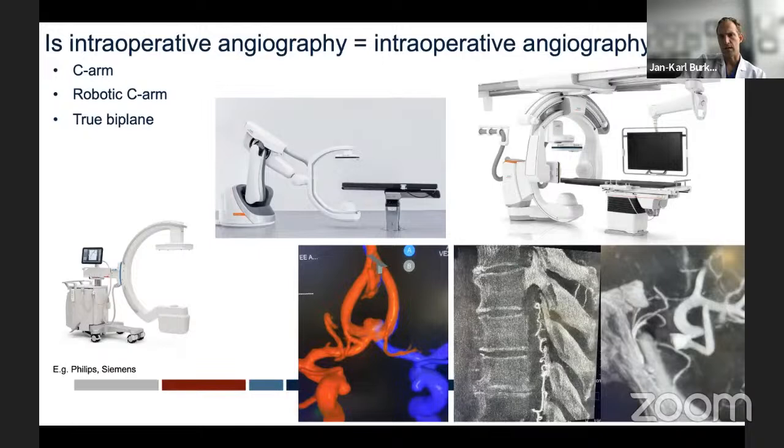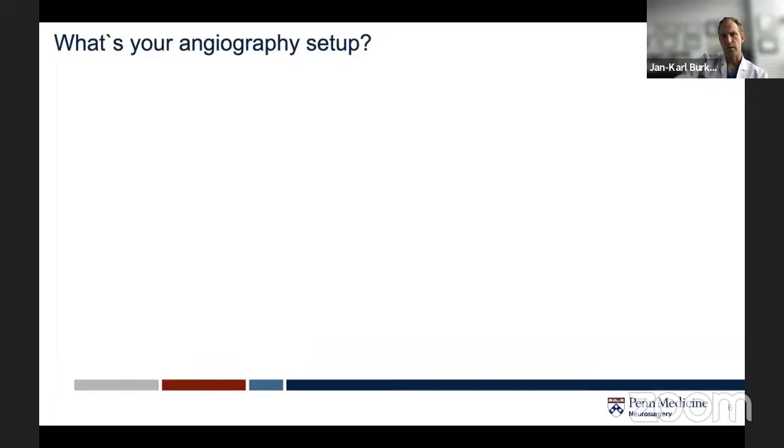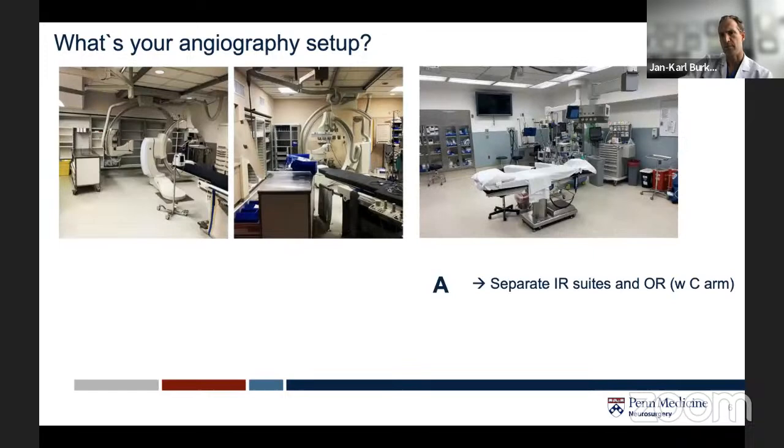And then the question is always, when you have these machines, what is your angiography setup in your hospital? You can either have completely separate setups. On the left side, you can see two IR angio suites, and then you have an OR, and this can work with or without a C-arm.